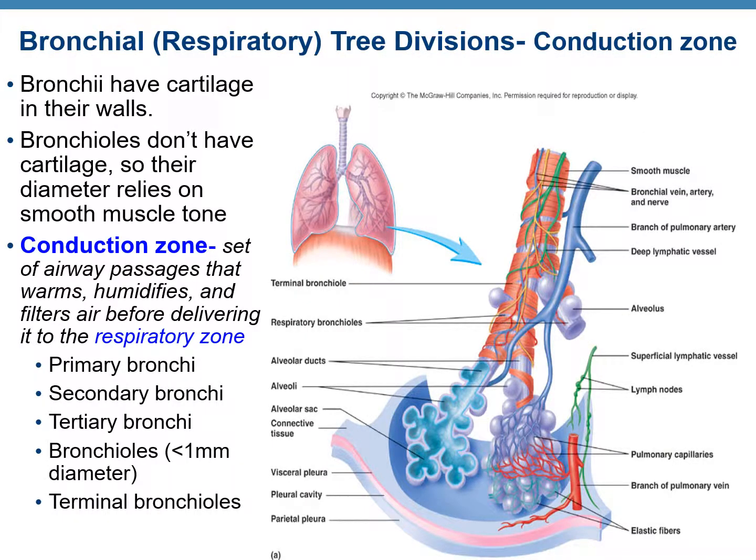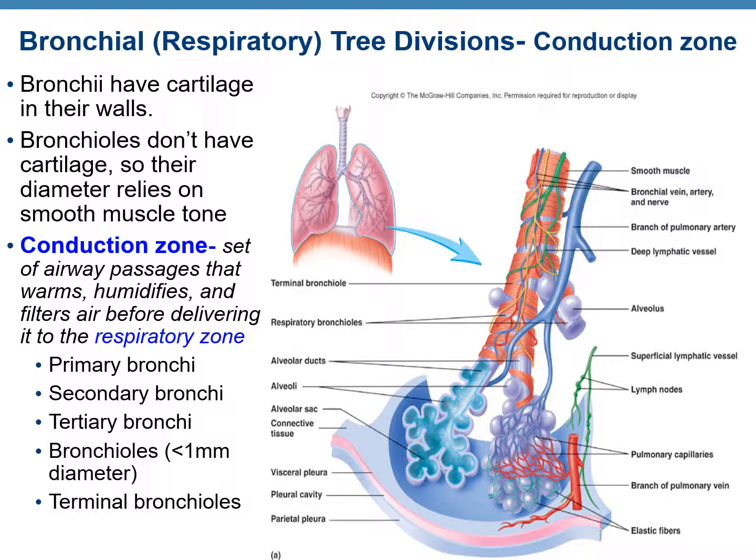Bronchial or the respiratory tree divisions, the conduction zone. The primary bronchus divides into secondary bronchus. Secondary bronchus would divide into tertiary bronchi and so on. So you see the number of respiratory passages are increasing, but their diameter is decreasing. From the trachea all the way up to the bronchi, there is cartilage in the walls so that it helps in maintaining the shape. But then when the bronchi branch into the bronchioles, they don't have cartilages. Instead, they have smooth muscle, and it is the smooth muscle that maintains their shape, maintains their diameter.